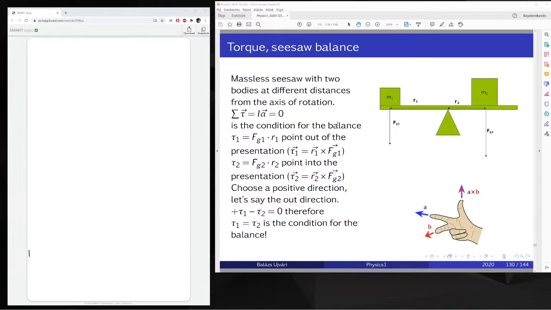Great. All right. Let's see this example. We have a seesaw and put its mass is 0. Wow. I started to write something on the table, but I can't see it. Just a minute.